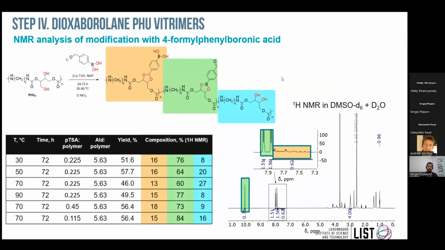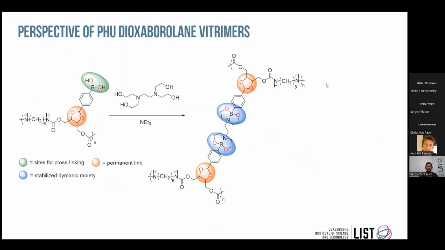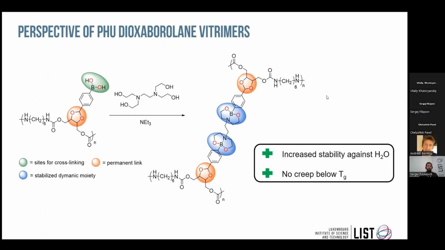It's a simplified structure, but we see that some of the polymer chain units are modified with aldehyde function, some of them are modified with dioxaborolane function, and this is the majority, and some of them are left unmodified. So whether we will be able to surpass this limitation, it's not clear so far, but we are currently working on it.